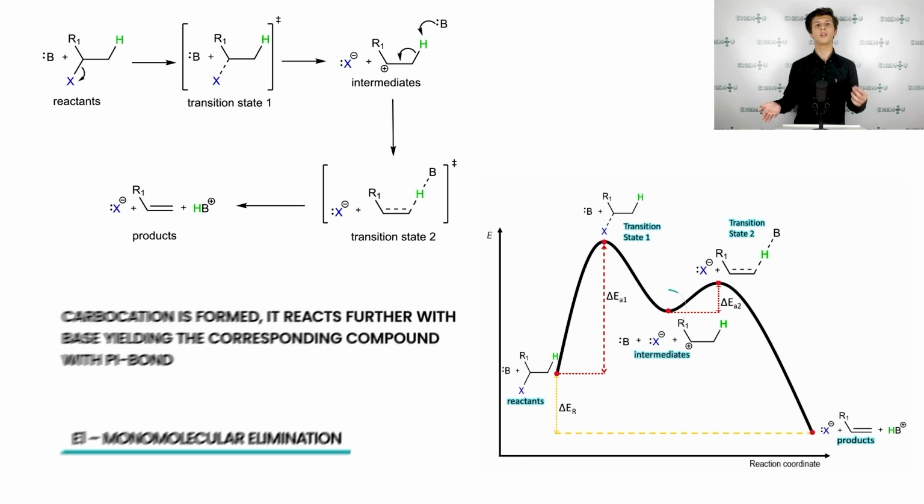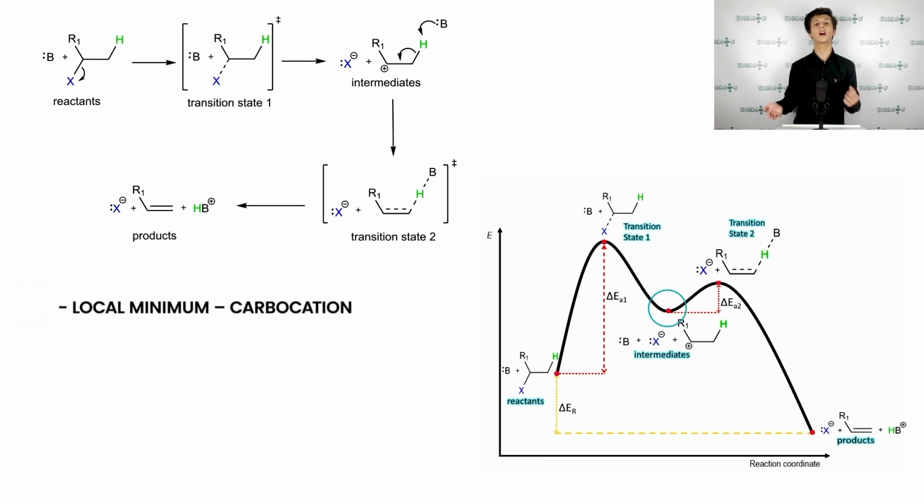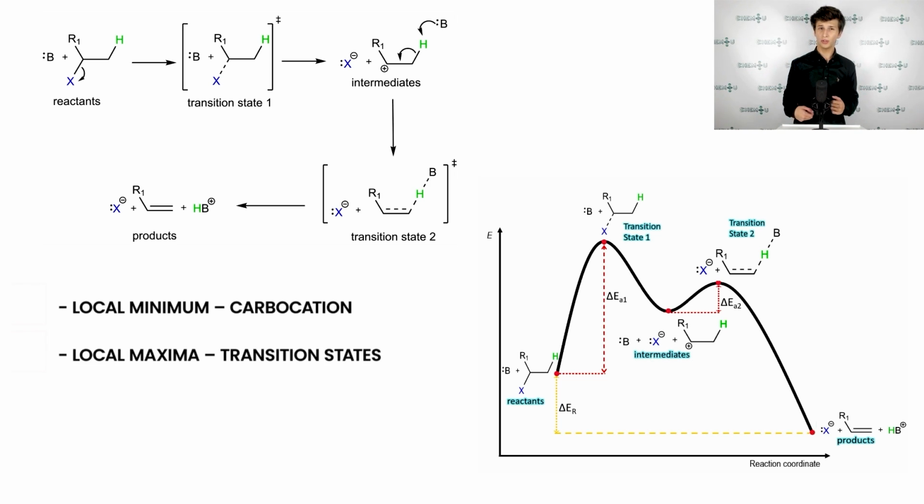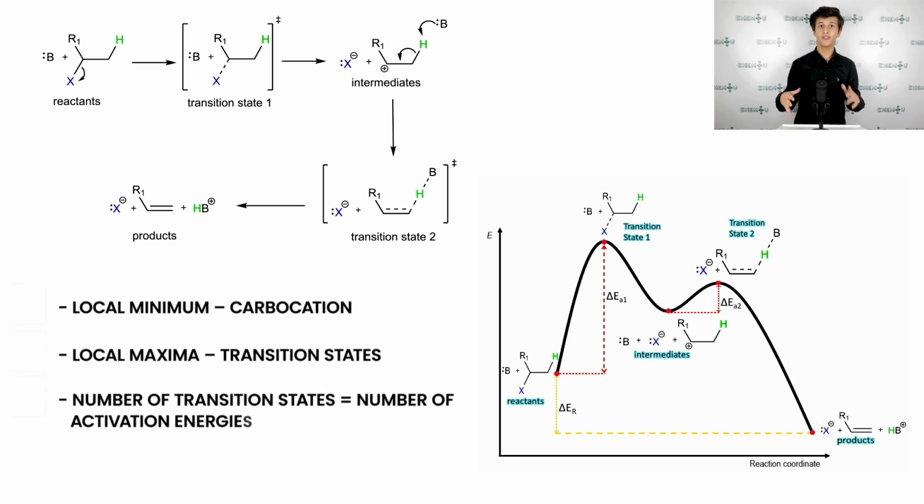You can clearly see the local minimum represented by carbocation. This intermediate is separated from reactants and products by two local maxima, which are transition states. You would ask, why is it important to know? And the answer is clear. The number of transition states defines the number of different activation energies. Obviously, there are two of them differing from each other in magnitude. This difference will be very important a bit later when we will discuss rate laws.